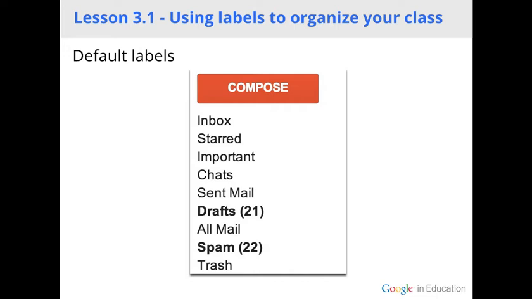Chats lists your archived chat conversations. Sent Mail shows messages you've sent. Drafts houses messages you've started and saved to work on later. All Mail is all the mail you have sent or received, regardless of whether it is still in the inbox or not. Spam is where Google sends the messages they think are suspicious. And Trash is where messages you delete end up. You can empty the trash whenever you feel like it.